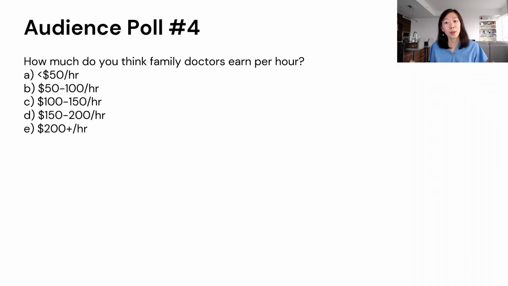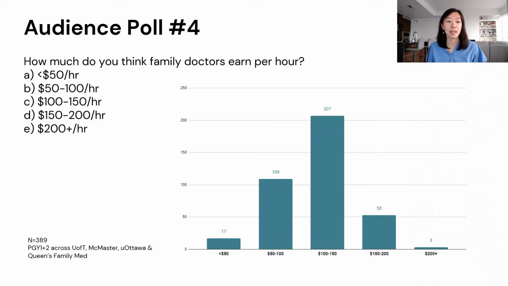Finally, I always ask my audience what they think family doctors make per hour after overhead. And most residents said it was $100 to $150. There's a reason for this exercise, but I'll cover that in the later slides.